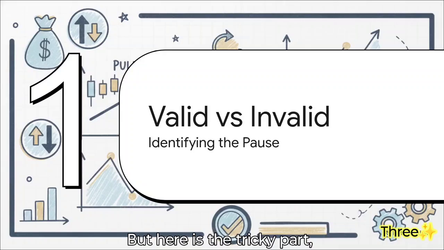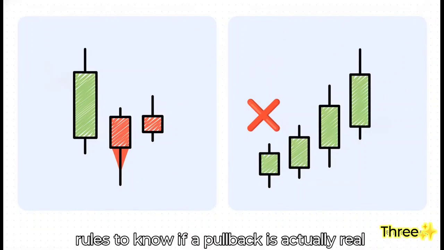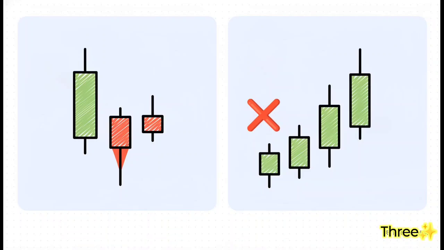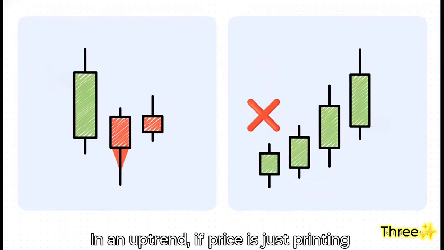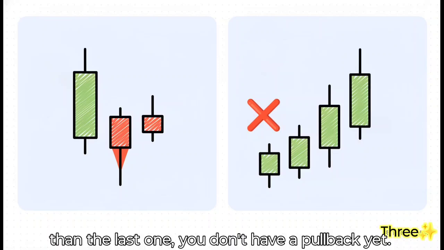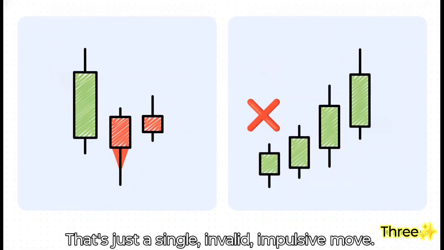But here is the tricky part, which brings us to Section 2, valid versus invalid pullbacks. You absolutely need strict, non-negotiable rules to know if a pullback is actually real before you risk a single dollar of your capital. Let's look at the difference. In an uptrend, if price is just printing consecutive bullish candles and every single low is higher than the last one, you don't have a pullback yet. That's just a single, invalid, impulsive move.